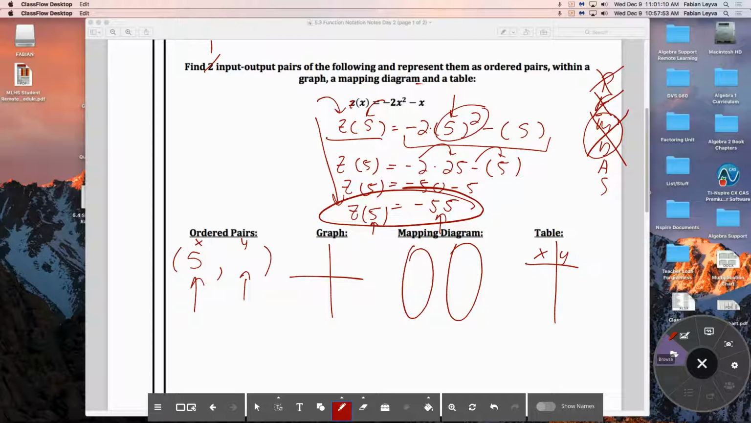So how do I put that information in an ordered pair? Well, this is my input, my output, what I got out is a negative 55. In terms of a graph, I would have an x of 1, 2, 3, 4, 5.